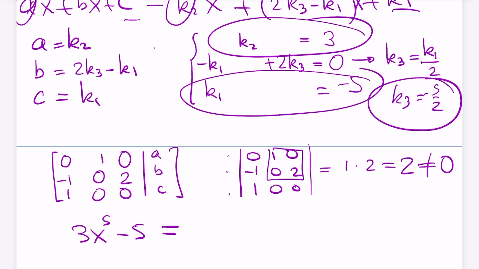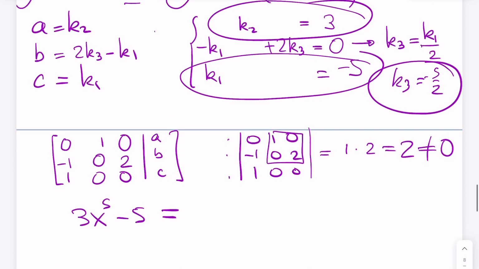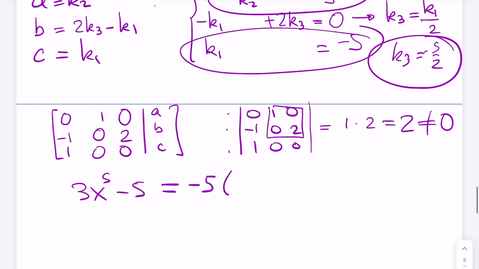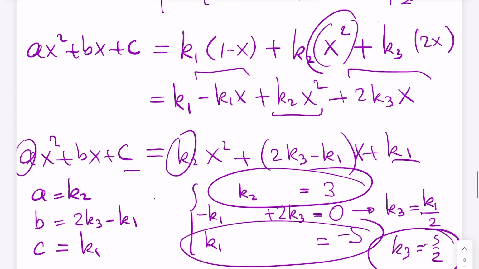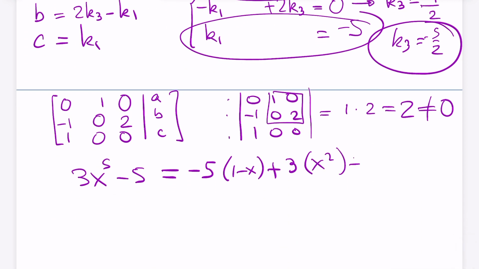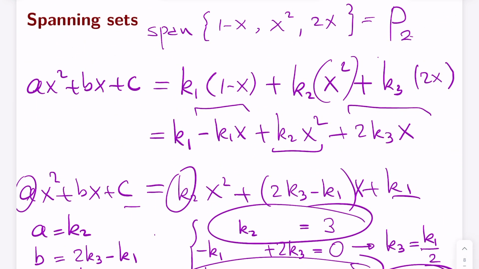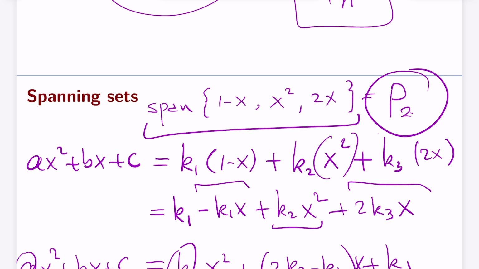So what is then the combination that gives this vector? It will be k1, which in this case is minus 5, so minus 5 times the first vector, which is 1 minus x, plus k2, which is 3, times the second vector, which is x squared, and plus k3, which is minus 5 over 2, times the third vector, which is 2x. So you can check that this combination really gives this polynomial. So we proved that the space spanned by these polynomials is the whole subspace of polynomials of degree less or equal than 2.